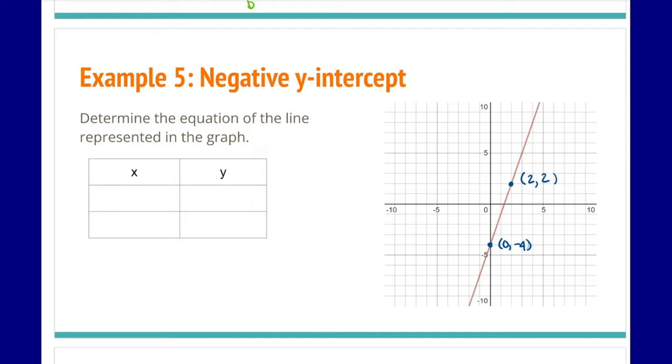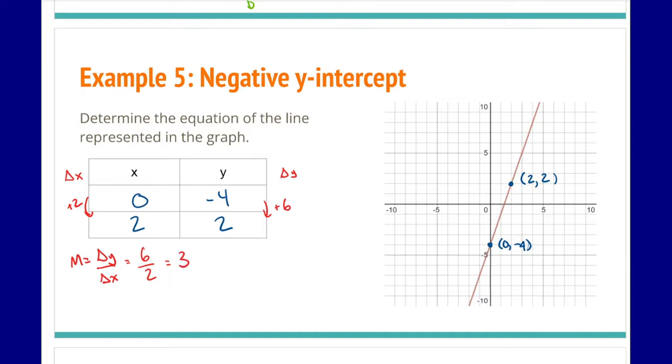So I can take those 2 values, plug them into my table: 0, -4, 2, 2. I'm going to find the change in y and the change in x. So -4 to 2, that's a change of +6. From 0 to 2, that's a change of +2. So I can find my m value, change in y over change in x, which is 6 over 2, which is 3.